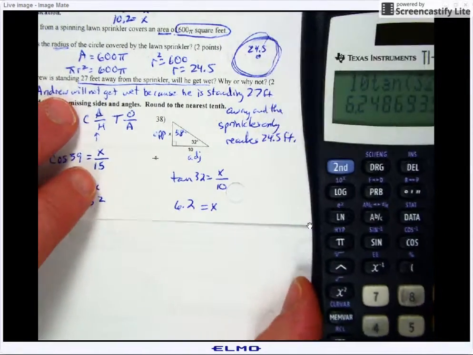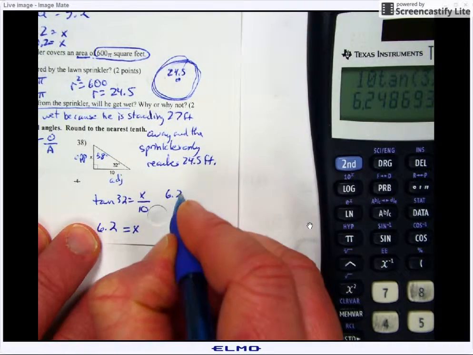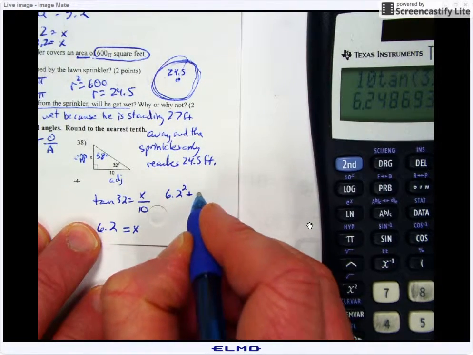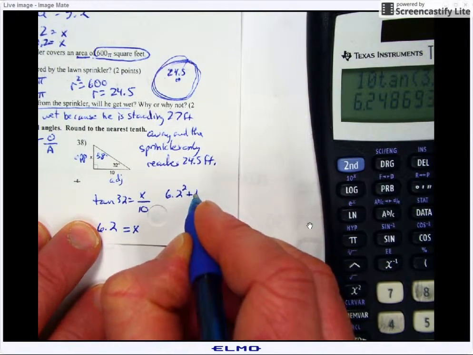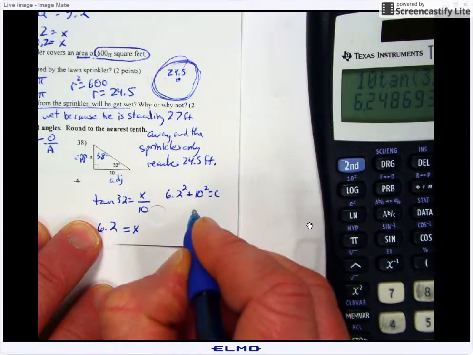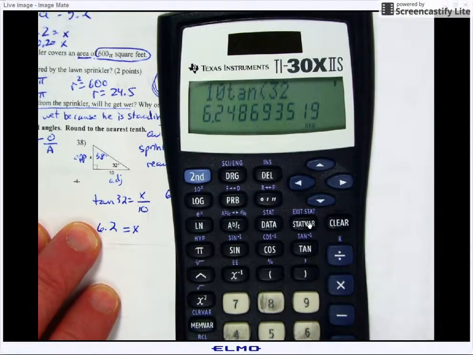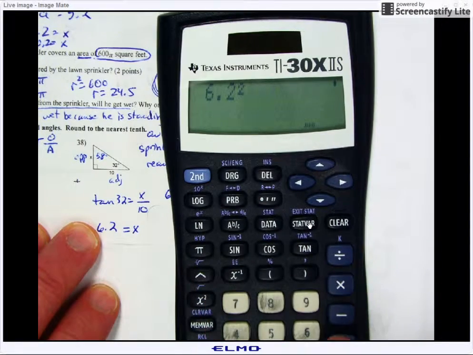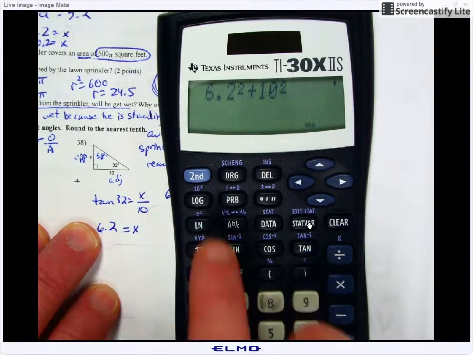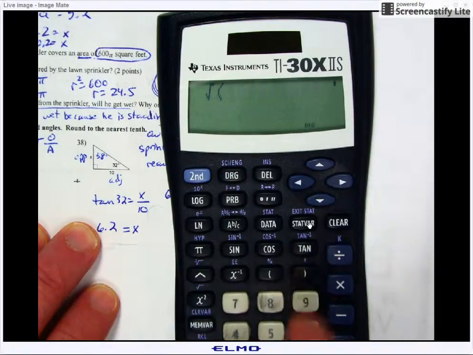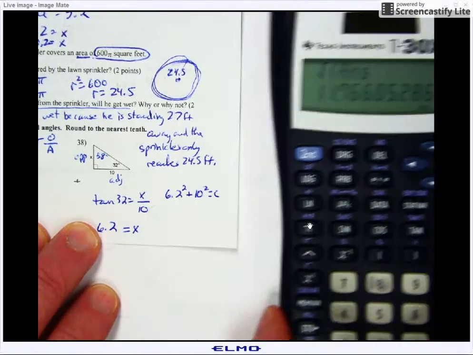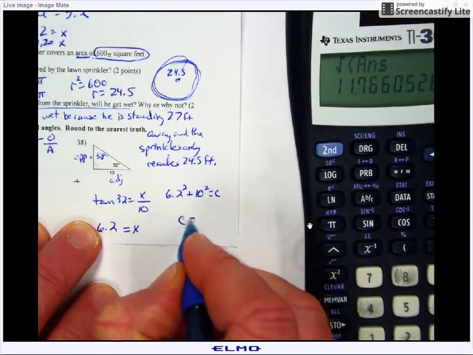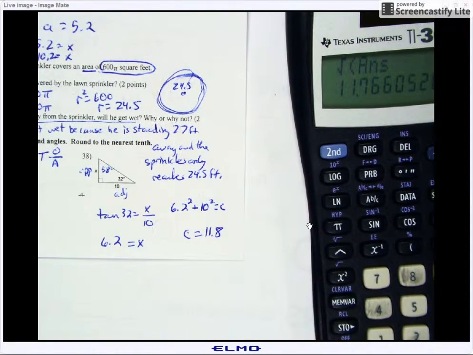So 6.2 squared plus 10 squared equals c squared. 6.2 squared plus 10 squared, and then take the square root of your answer. 11.76, 11.8. You could also use trig to find that third side and verify your answer. So that is your review. Remember to make sure you can read your formula sheet, and then it's all set to go.